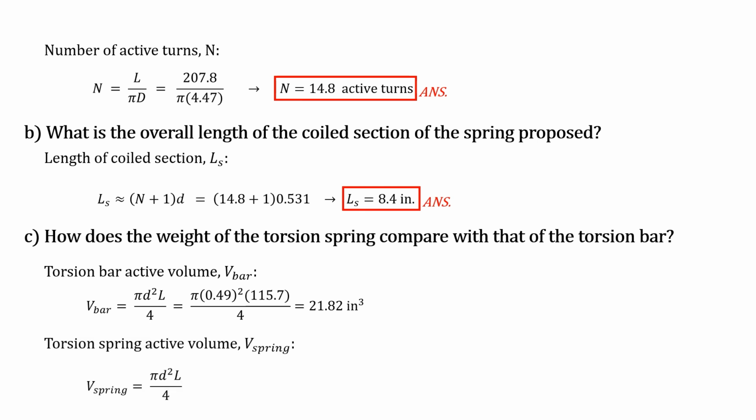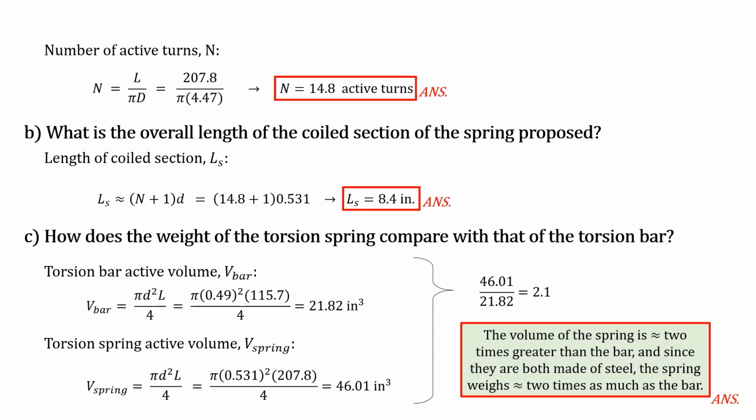And then to find the volume of our spring here, we're essentially doing the exact same thing. Once again, we're working with the smaller diameter. So essentially, we're thinking of it as a long cylinder if you uncoil that spring. Subbing in our two values here, we have a volume of the spring of 46.01 inches cubed. If we look at that, there's a ratio of about 2.1. So we can say that the volume of the spring is approximately 2 times greater than the bar. And since they're both made of steel with all the same properties, the spring can be said to weigh about 2 times as much as the bar.